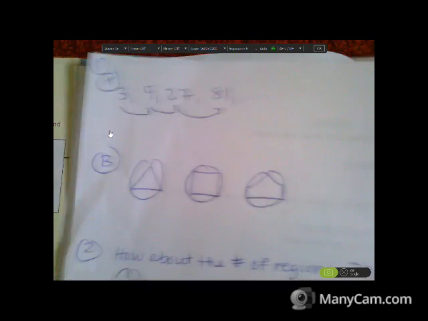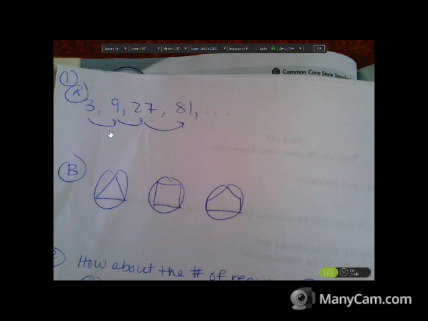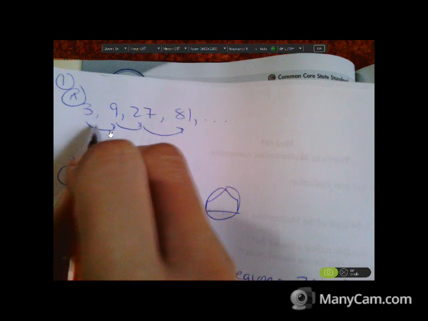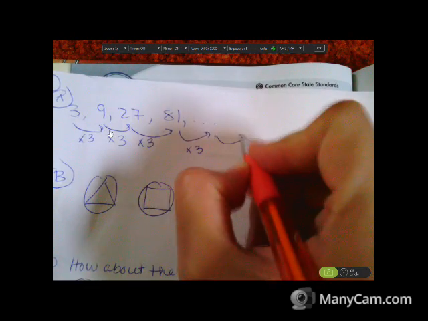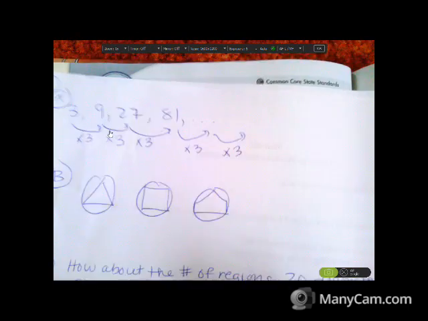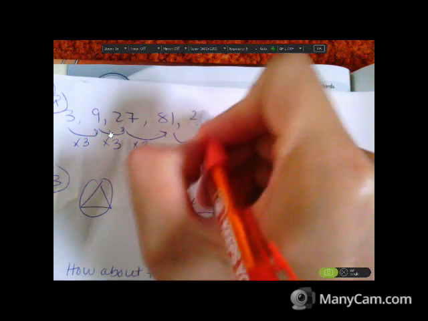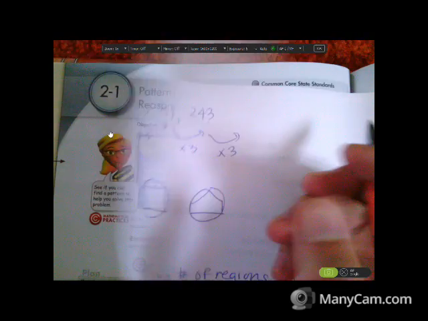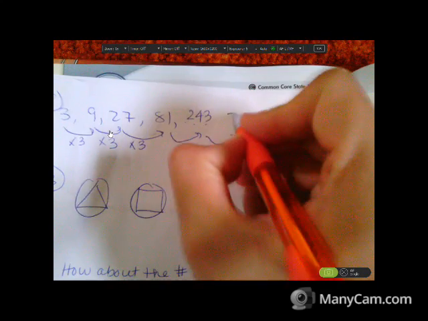Problem 1 states, what are the next 2 terms in this sequence? So, we see that it goes 3 to 9, 9 to 27, 27 to 81. So you notice that from 3 to 9 we multiply by 3. From 9 to 27 we multiply by 3. 27 to 81 we also multiply by 3. So for the next 2 terms we're going to multiply by 3. So 81 times 3 is 243. And 243 times 3 is 729.